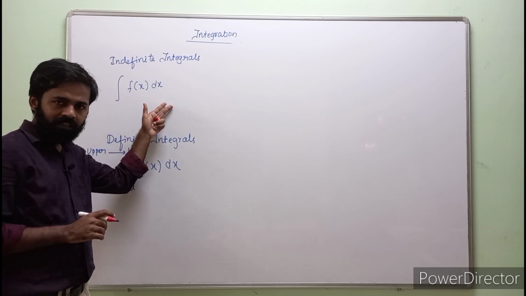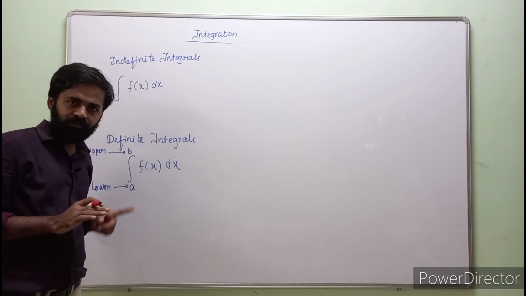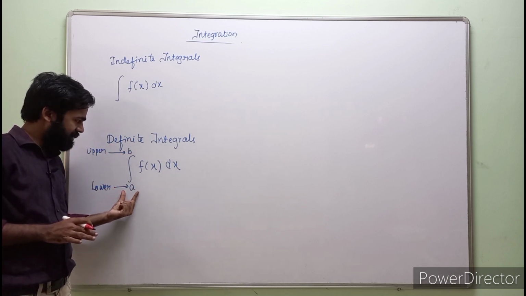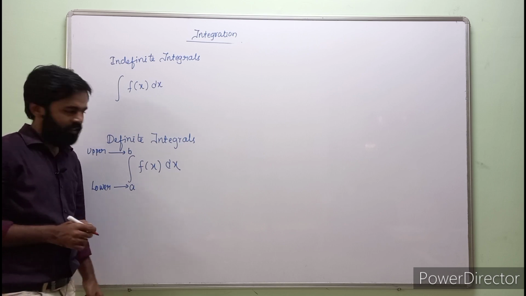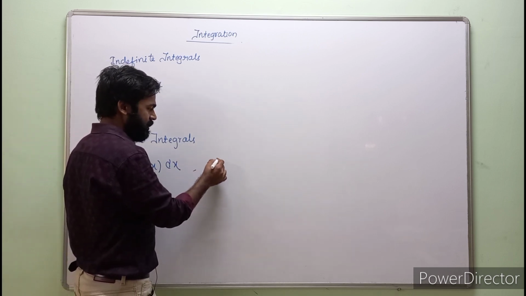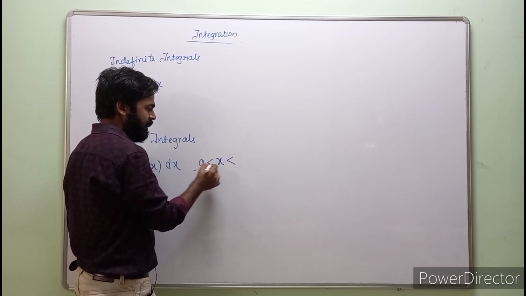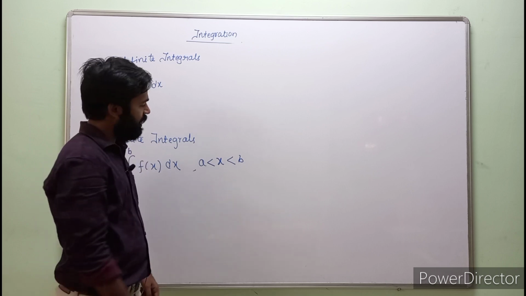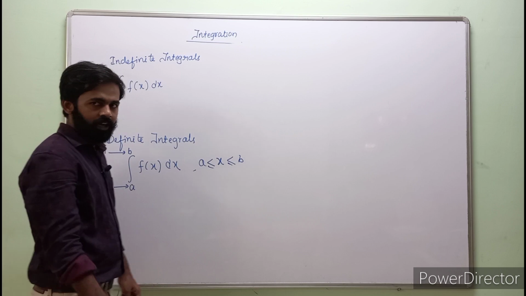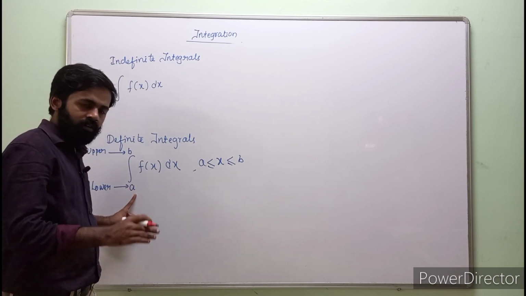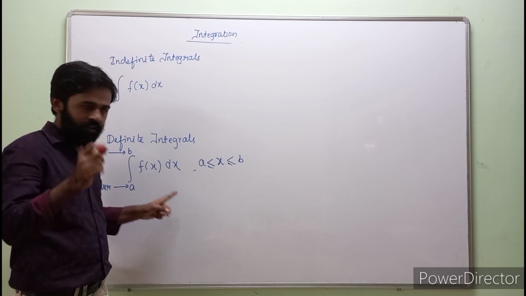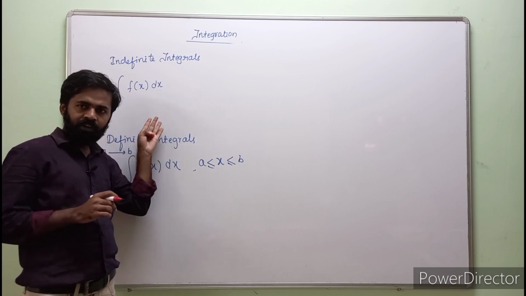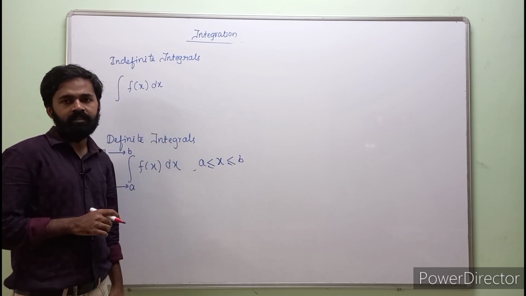In indefinite integrals, we don't mention limits from where to where we integrate. In definite integrals, we mention the limits. We mention the lower limit as a, we are mentioning the upper limit as b. It means the value of x lies between a to b, we can take less than or equal to. It means we are integrating this function for the value of x which lies between a and b. So this is the difference between indefinite integrals and definite integrals.